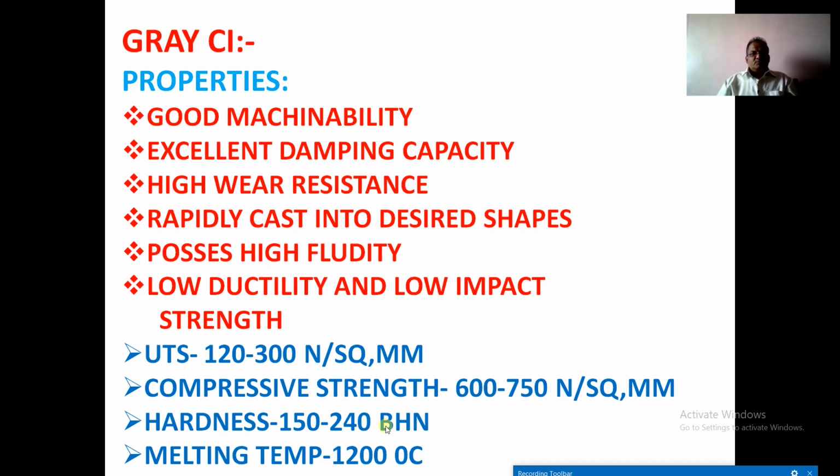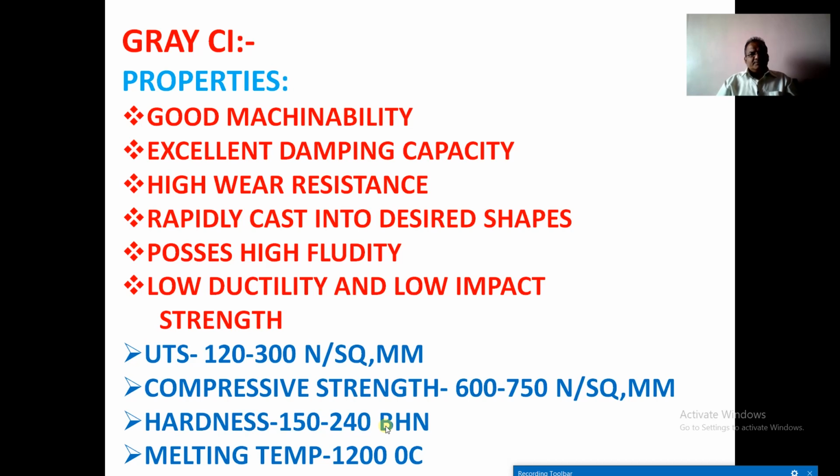So casting is the process. It can occupy the volume of that particular pattern or the mould. It possesses high fluidity, so it can flow easily. That's why casting products can be made from this. Low ductility and low impact strength. Impact strength is low; that's why, as we have discussed, it has higher brittleness.